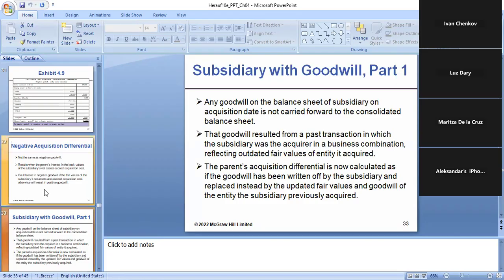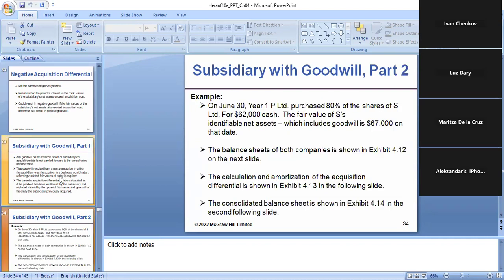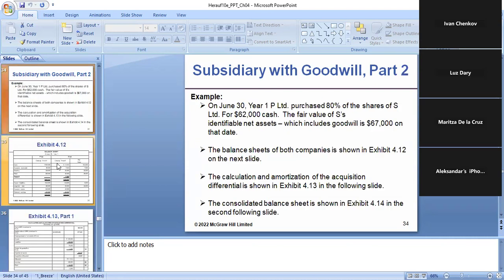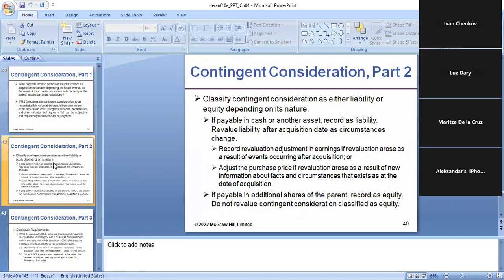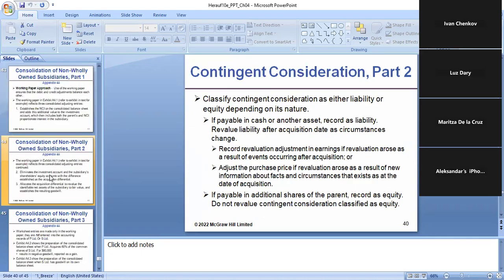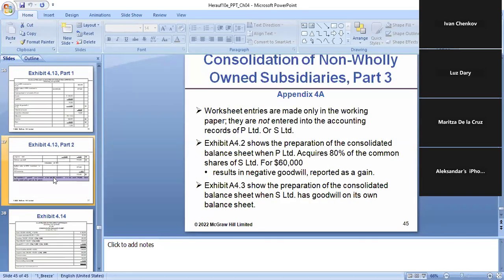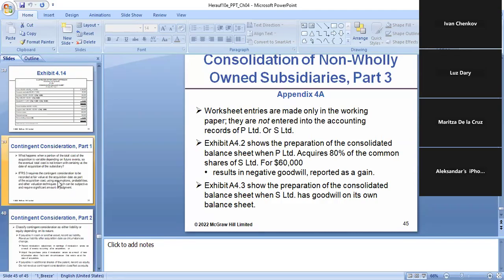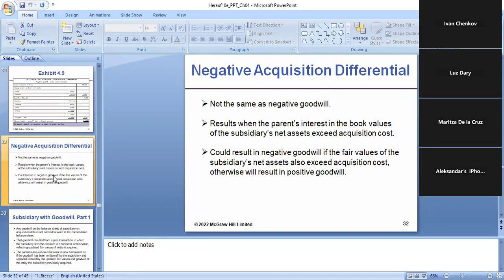So what's going to happen if the subsidiary has a goodwill? I'm not going to spend time on this. That's too much. I'm not going to test you on that one. And contingent consideration, again, that's not going to be part of this course. So I'm going to limit myself only to this part, up to these slides to the negative acquisition goodwill. Okay. So you're going to have a question on the assignment.